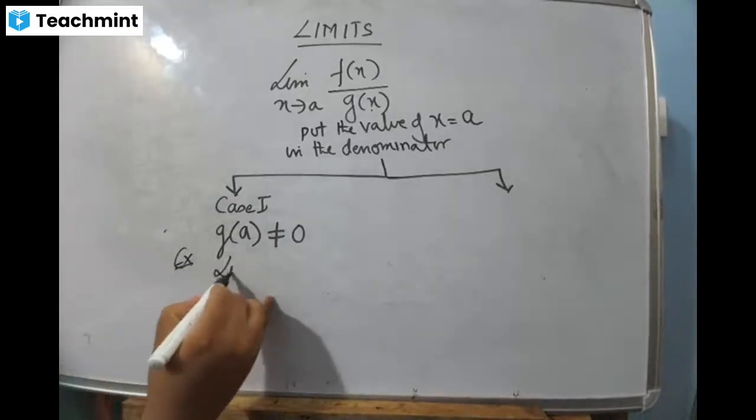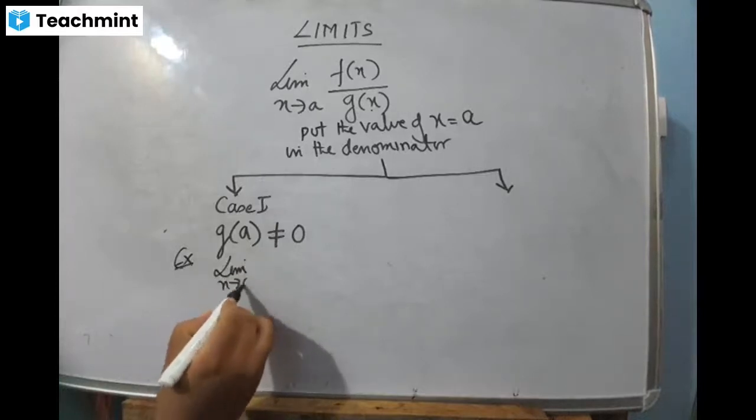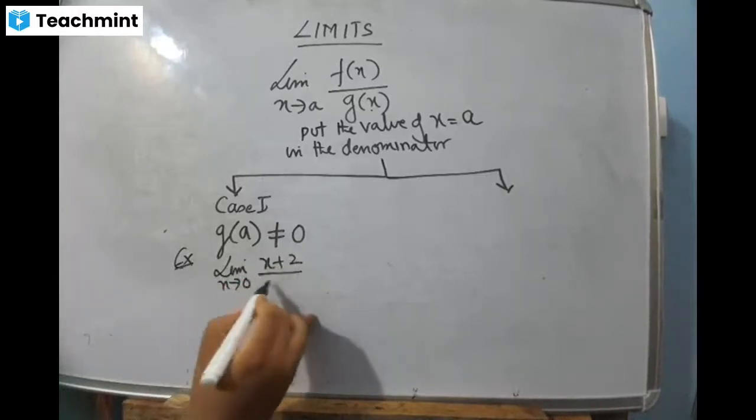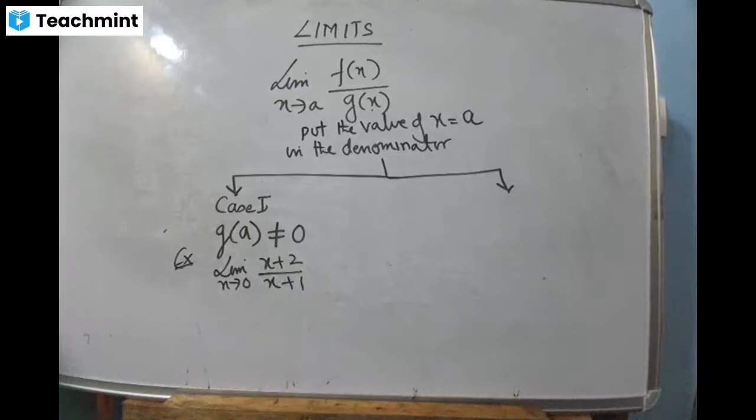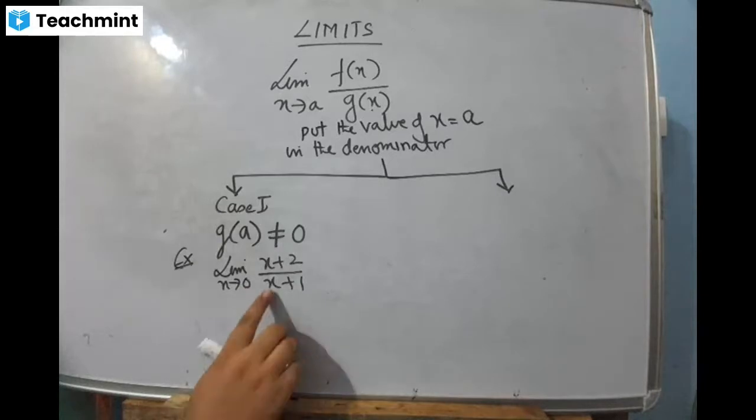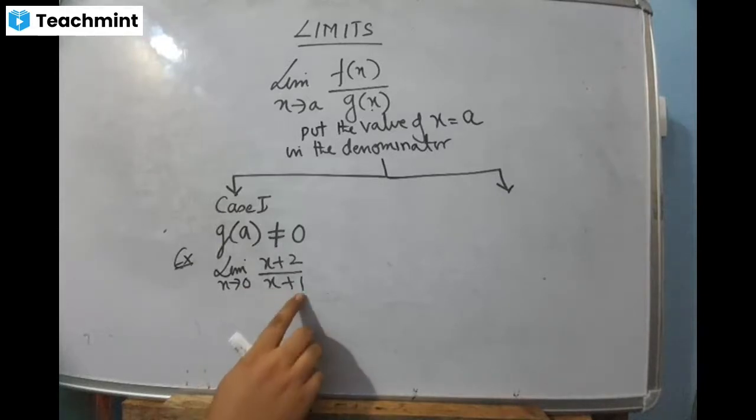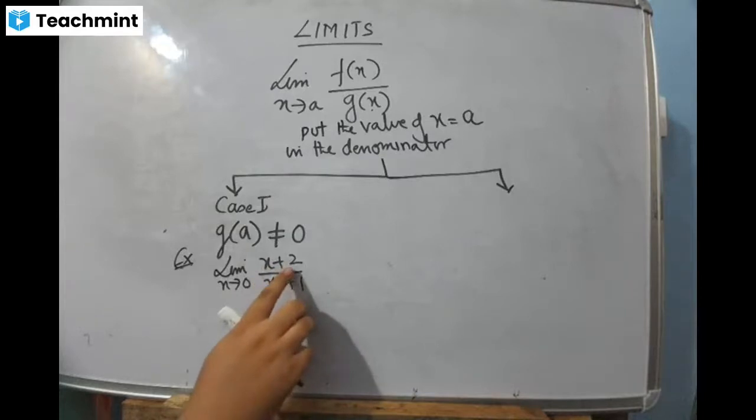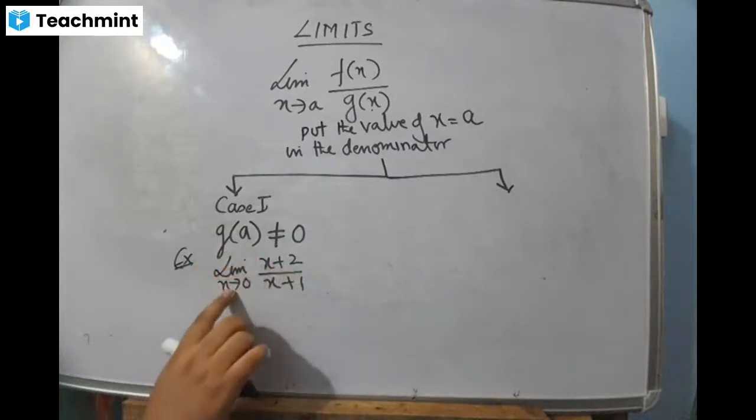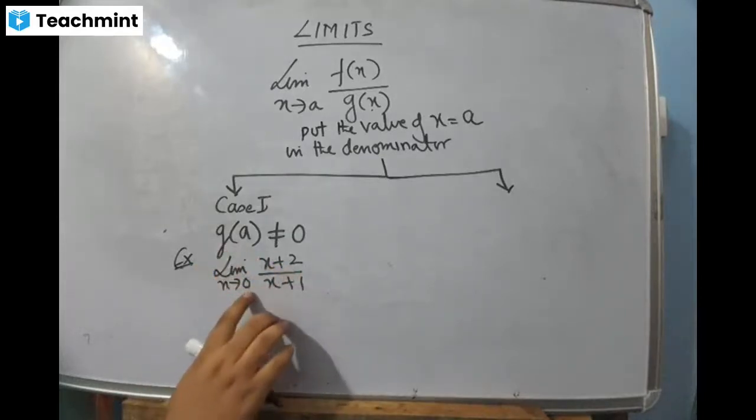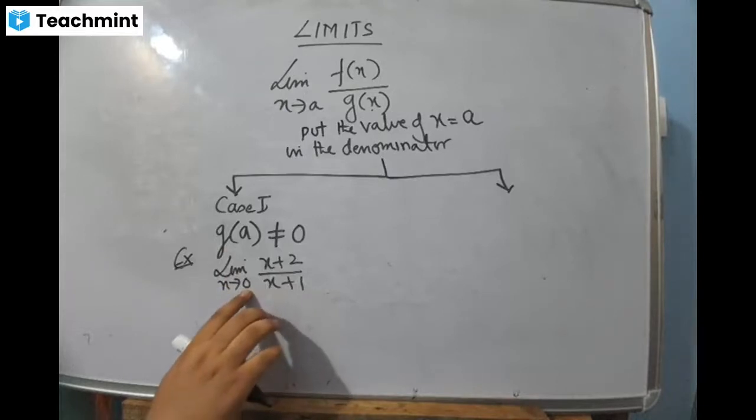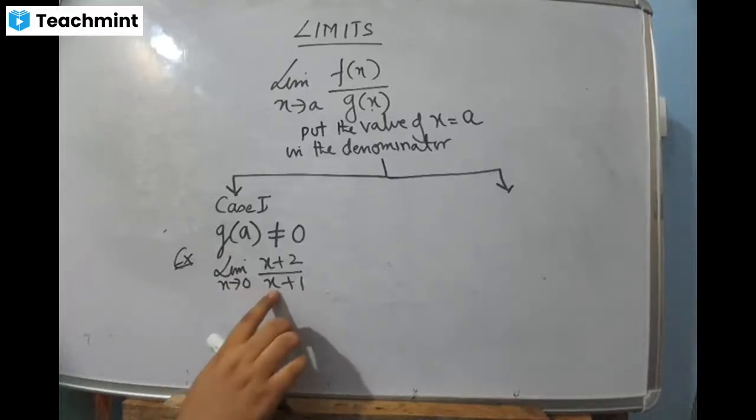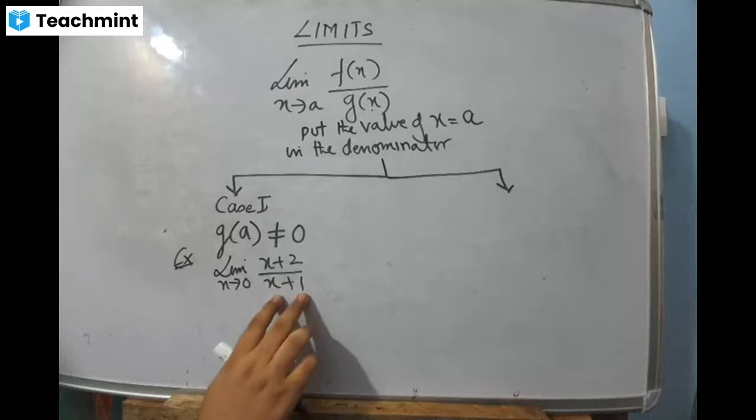Example: limit x tends to 0, (x plus 2) divided by (x plus 1). Suppose I have to solve this. The first thing I'm going to do is put the value of x in the denominator. The value of a is 0 here, so instead of x you write 0. So 0 plus 1 is 1. It is not 0. The denominator is not 0.